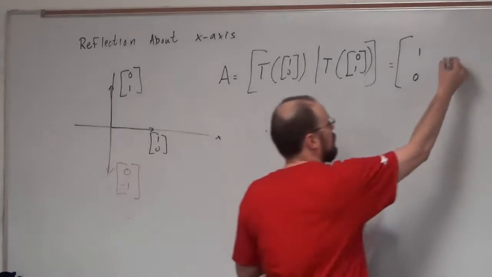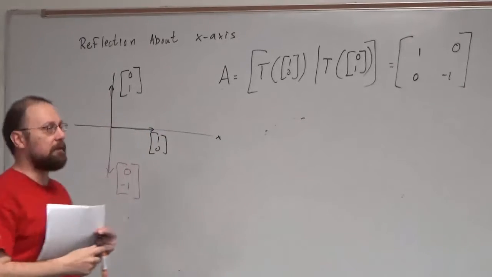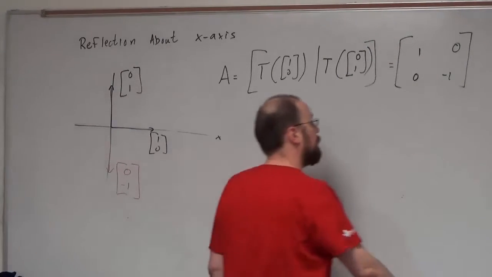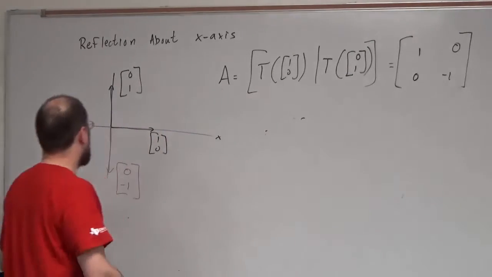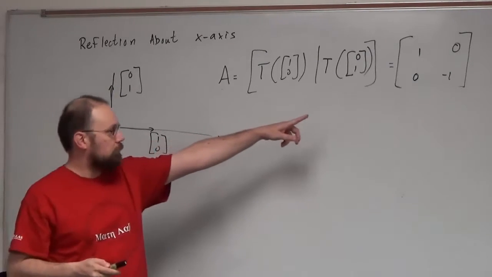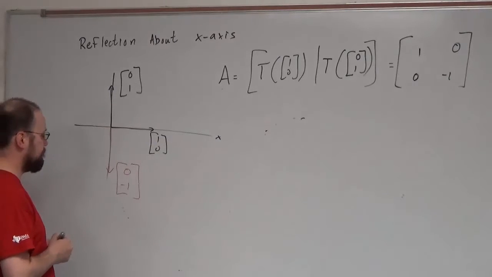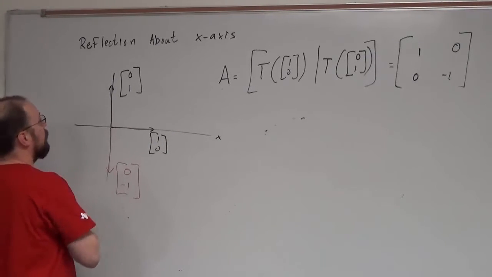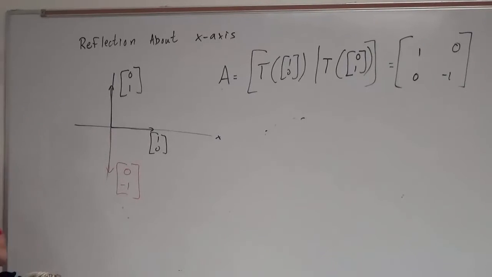So you get 0, negative 1. So there you go. There's the standard matrix for a reflection about the x-axis. What about if you simply want to scale? What's the determinant of this matrix? It's -1. So that's interesting. Well, it relates to these transformations and what the determinants of those transformations are.